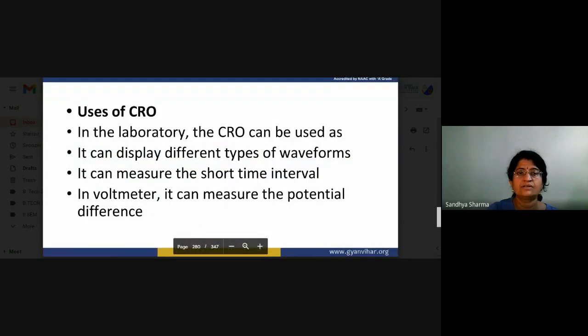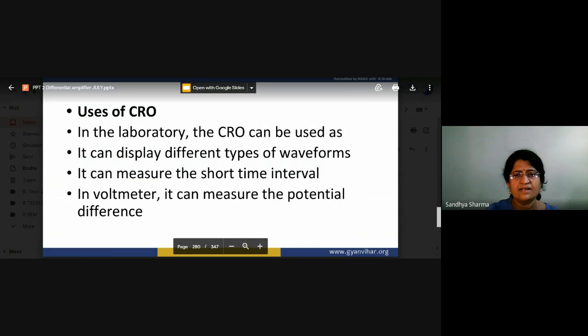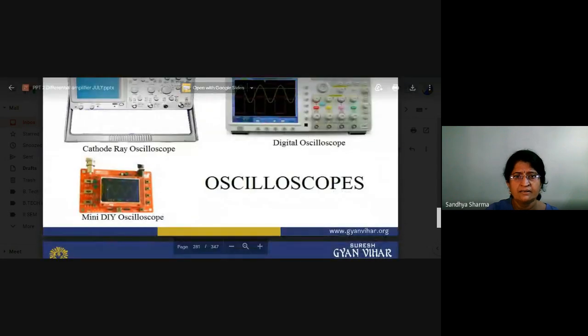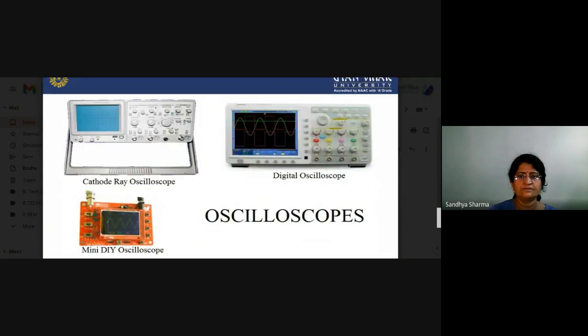Now we will focus on the uses of our CRO, where we can use it. In the laboratory, the CRO can display different types of waveforms. It can measure short time intervals, act as a voltmeter, and measure the potential difference. There are many factors where you can use all these things, so you can see the different types of CRO.